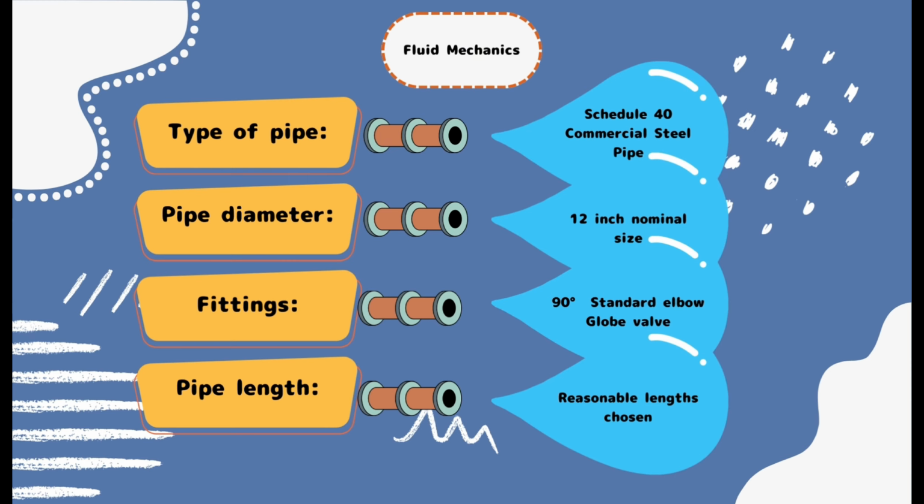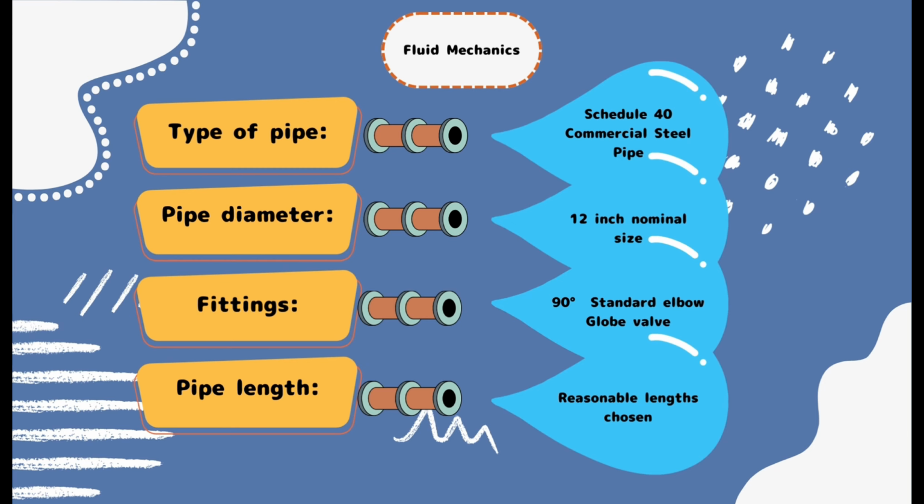The type of pipe we use is Schedule 40 commercial steel pipe because it has high resistance towards corrosion and temperature, and it can be recycled. The pipe has a nominal size of 12 inches for the diameter to allow a high volume flow of the isopropyl alcohol. We use two main fittings which are the 90-degree standard elbow and globe valve throughout the system.